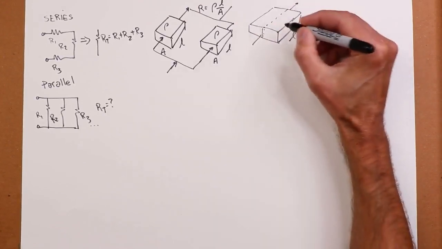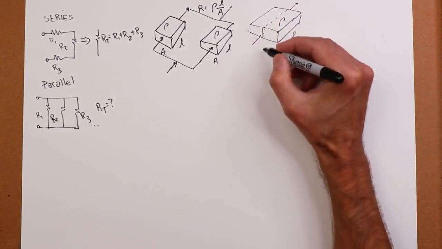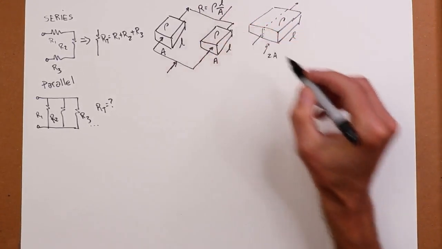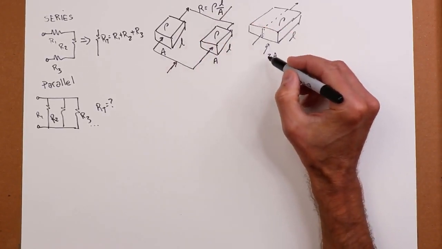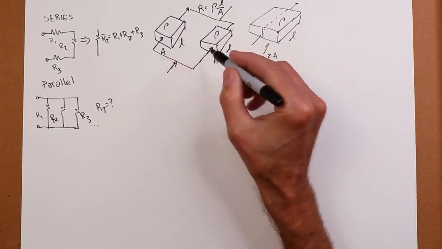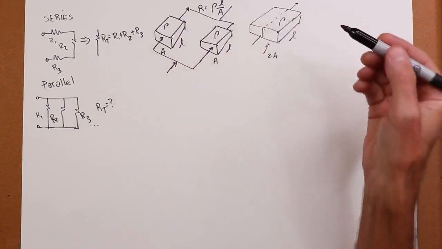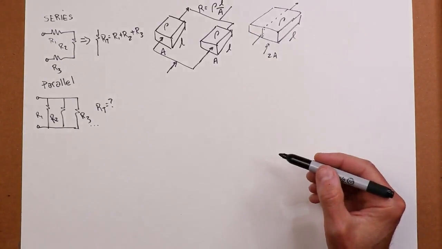And what do you wind up with? Well, you got the same length, same material, obviously, but now you've doubled A. So you basically have 2 times A. And resistance is inversely proportional to A. So you've cut the resistance in half. Two identical resistors, 1K, 1K, you put them in this configuration, it's half. It's 500 ohms instead of 1,000.